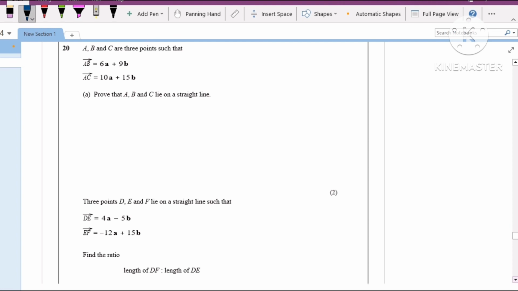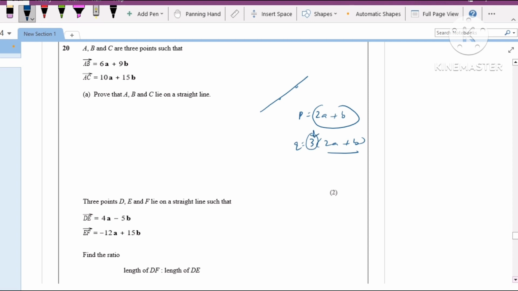Prove that A, B, C lie on a straight line. Look, points lie on a straight line when two vectors are scalar multiples of each other. It means the brackets are the same, like 2a plus b and 3 times 2a plus b. If the vector p is this and q is this, these two brackets are the same, only the difference is numbers. This is called scalar multiple.